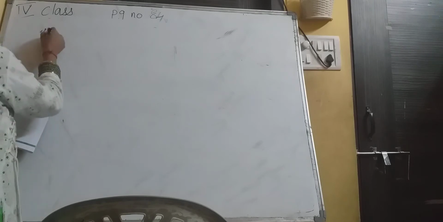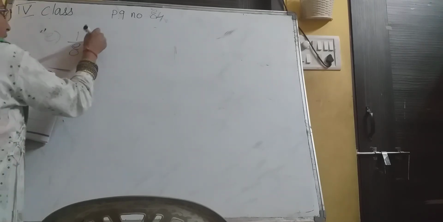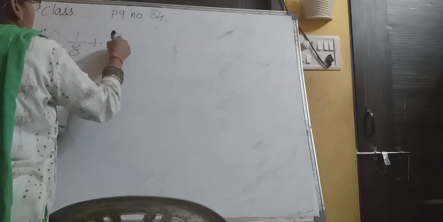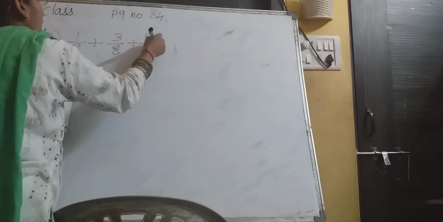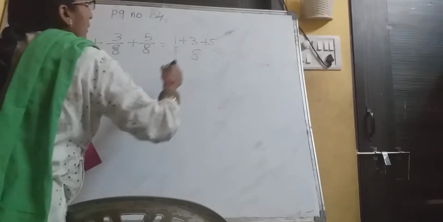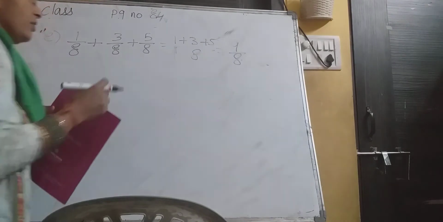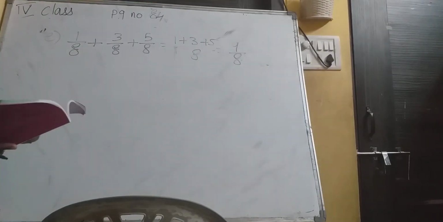That is nothing but you are going to add all the numerators. See, I will show E1 because they are like fractions. 1 by 8 plus 3 by 8 plus 5 by 8. Here, how you are going to add this? 1 plus 3 plus 5, 9 by 8. That's all. You are going to write like this.